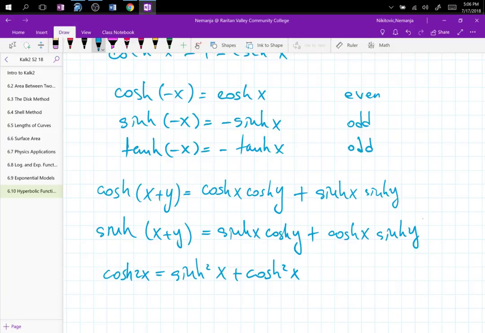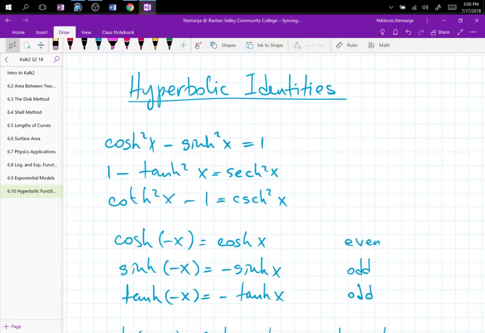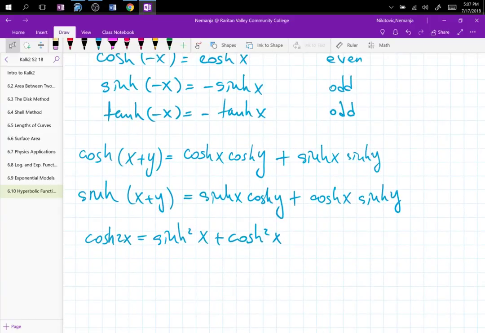Between the cosine hyperbolic 2x and cosine 2x, cosine 2x in trig has the formula cosine squared minus sine squared. So these formulas are swapped now. What used to be the cosine of 2x is now giving you 1, and what used to give you 1 is now giving you 2x. So they're swapped. That just depends on how much you know your trig.